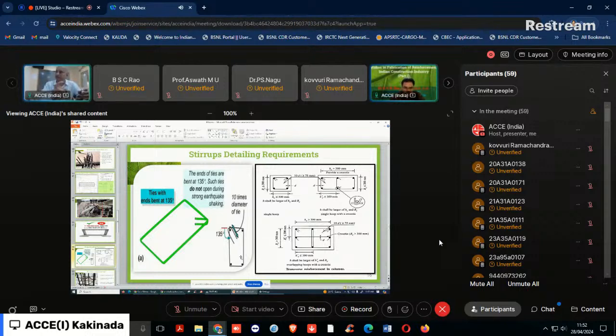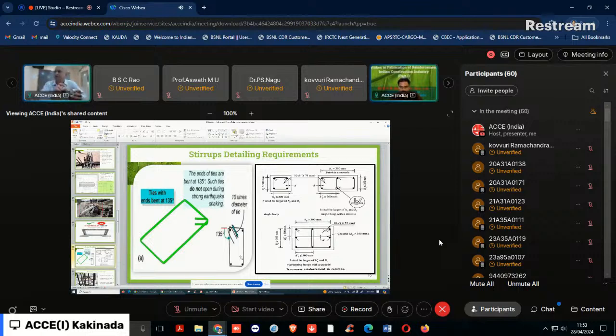And the possibility of failure of the column stirrups is more when compared to the other structural components, the main steel and the concrete. Therefore, the failure and the behavior of the stirrups is to be looked into very carefully. That is very important. Just now we'll discuss those points.